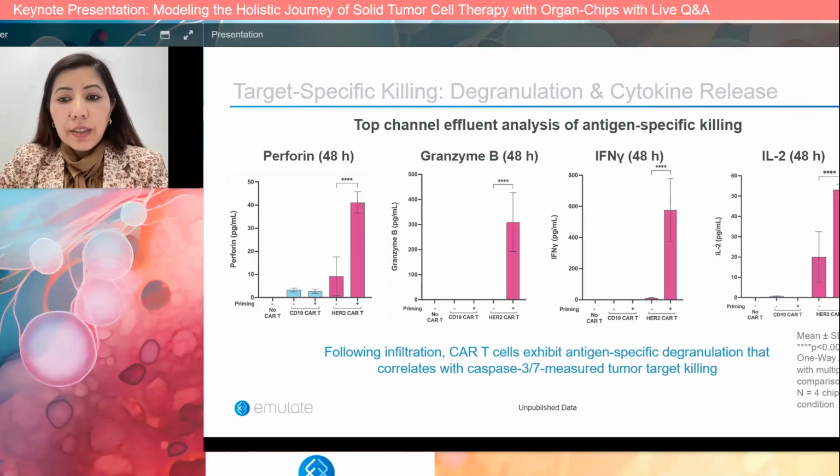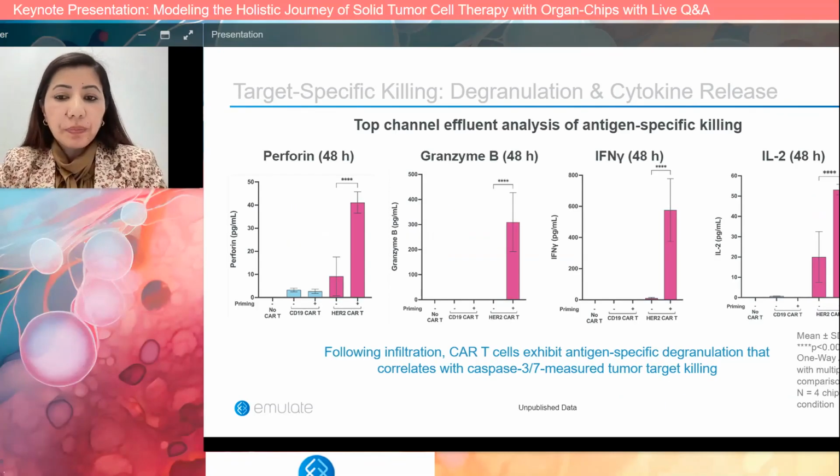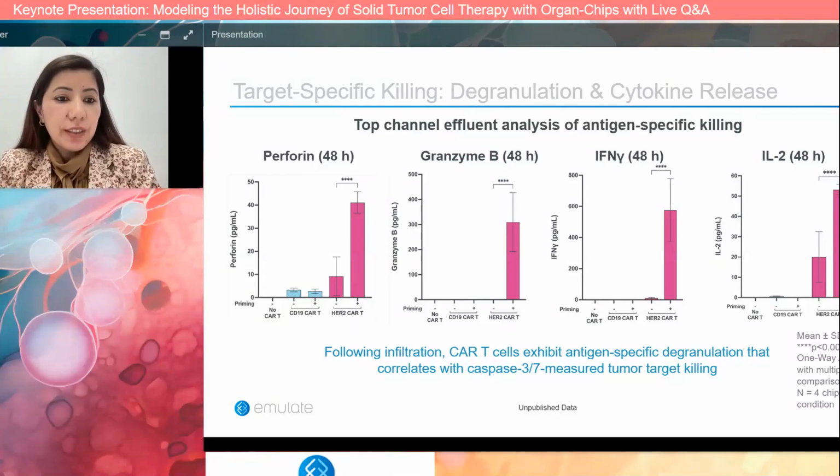In order to do that, we developed an MSD, or effluent-based assay, where you can look at the degranulation of certain cytokines like perforin, granzyme B, interferon gamma, and IL-2, and the trends look similar to what we have seen with the caspase. The reason for doing this is that you can look into the mechanism of action and see that the killing of the tumor cell is specifically due to the release or degranulation of these cytokines.